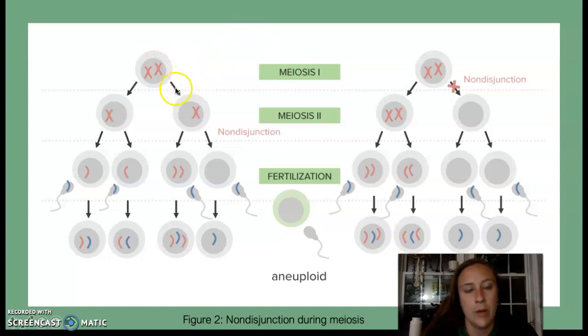Over here is non-disjunction during meiosis 2. Meiosis 1 goes as planned, but when you come down here to separate the chromatids, they are supposed to go into separate cells, but there's dysfunction and they end up going to the same cell. And then you have the Y coming in, and you end up here with XXY. These ones over here, XY, are the normal genotype of a male.